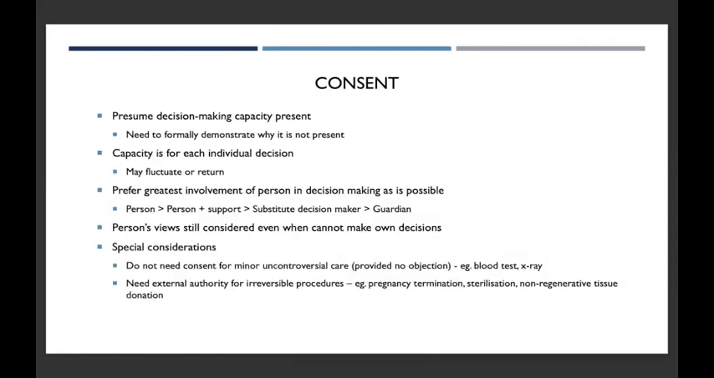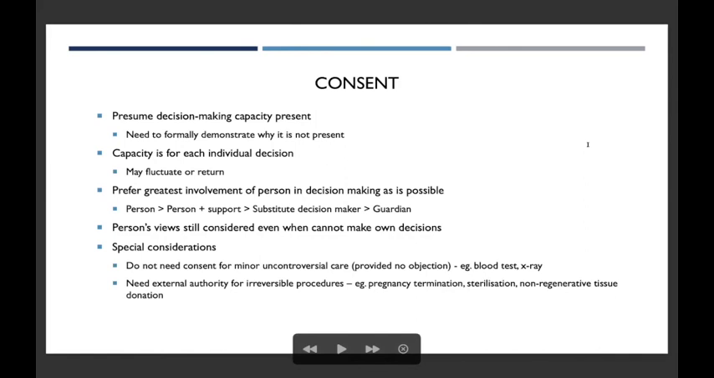In terms of consent, presume they have decision-making capacity. This needs to be formally demonstrated if they don't. So always assume they do have capacity first, then prove why they don't. Capacity can go away for some decisions and then come back later. It's individual for each decision, so they might have capacity to consent for different levels of treatment. We want to make it all about the patient, so it's best to have them make the decision. Second best is them with the support of someone. Third is someone making a decision for them. And last is a guardianship, an appointed guardian.